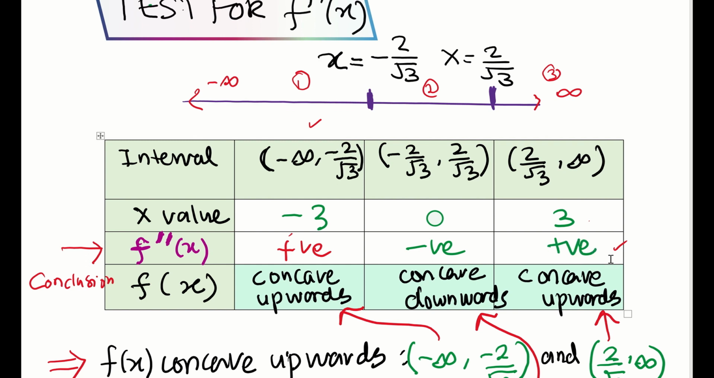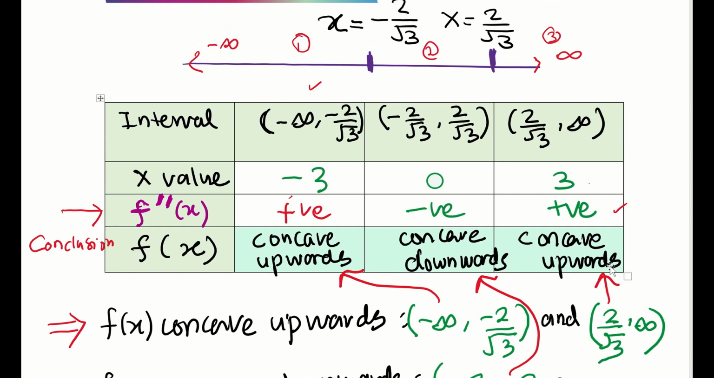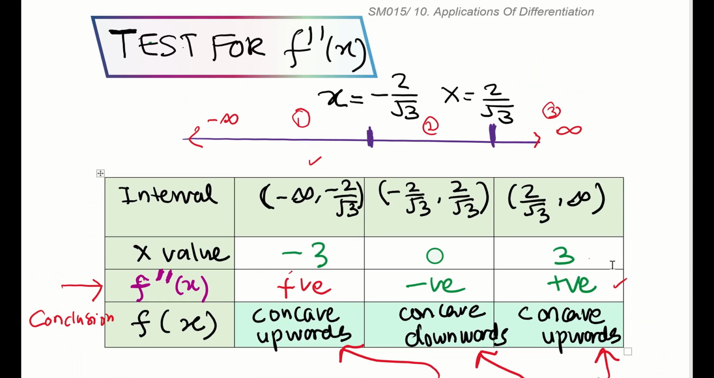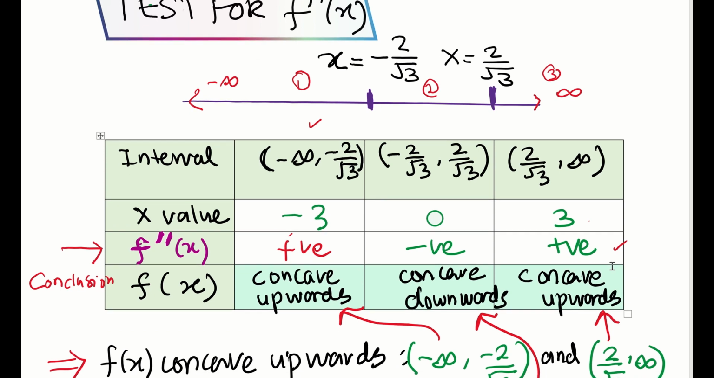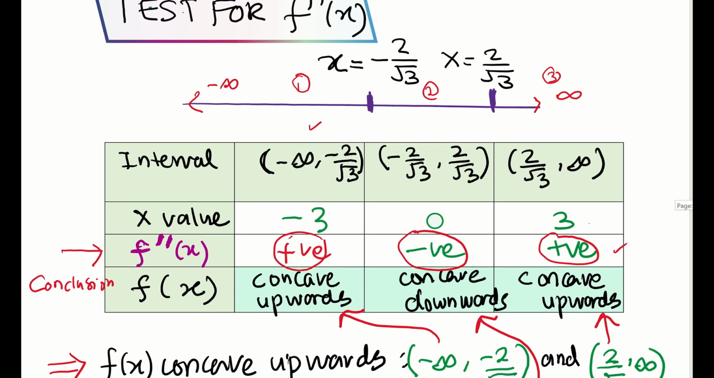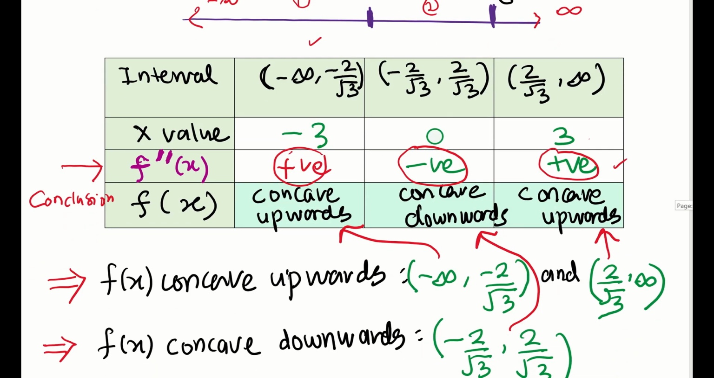Okay. So this is the table for f double prime to determine the inflection point. When the sign of f double prime changes from positive to negative, and from negative to positive, we can say that this number, that is x equals negative 2 over root 3 and x equals 2 over root 3, is an inflection point.